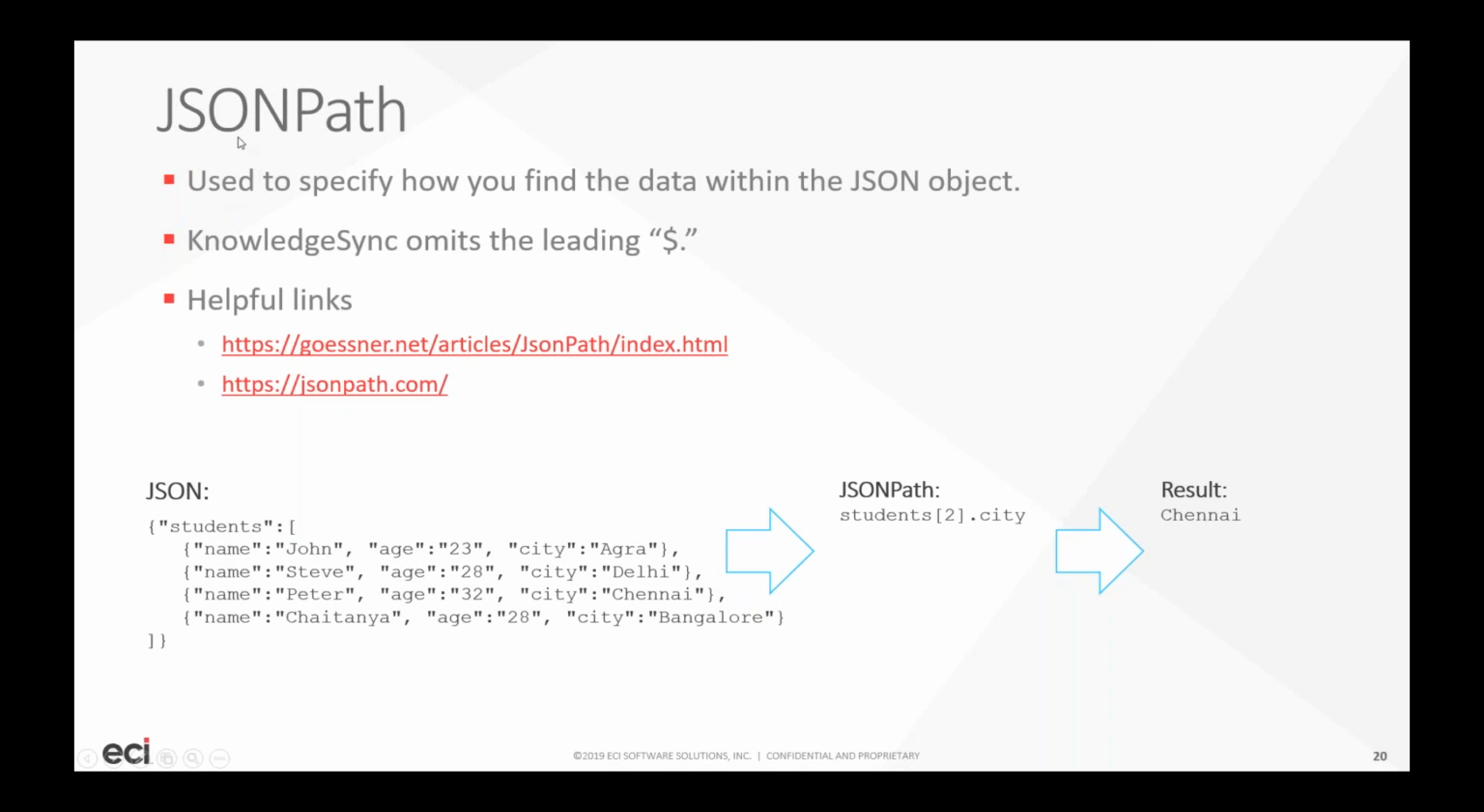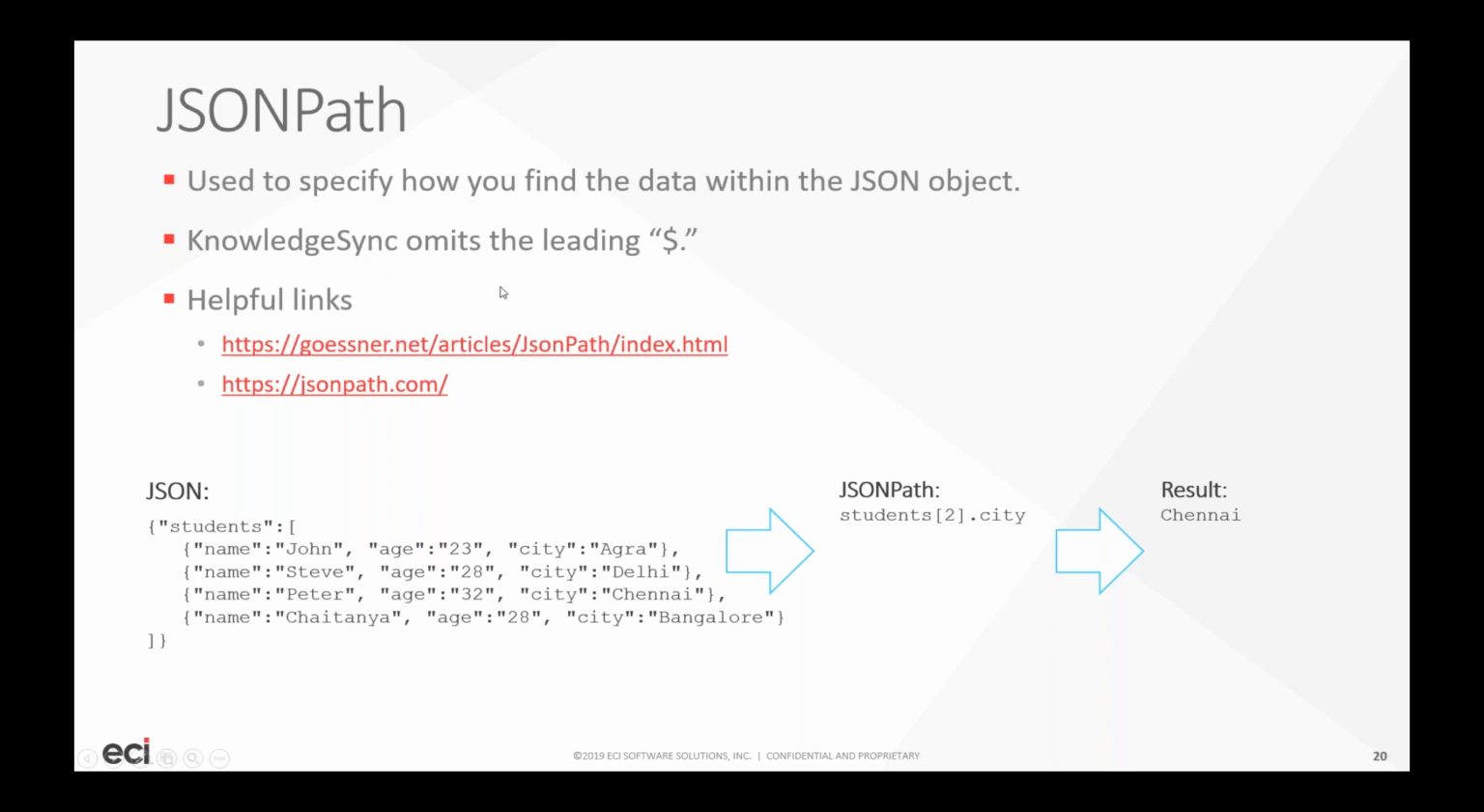In the case of JSON path, this JSON path is a way to specify how you find the data within a JSON object. In the actual standard for JSON, the path is always preceded with this $ period. If you're using JSON path anywhere but KnowledgeSync, you would want the $ period, but we omit it when we're doing JSON path in KnowledgeSync. And again, we'll see that as an example.